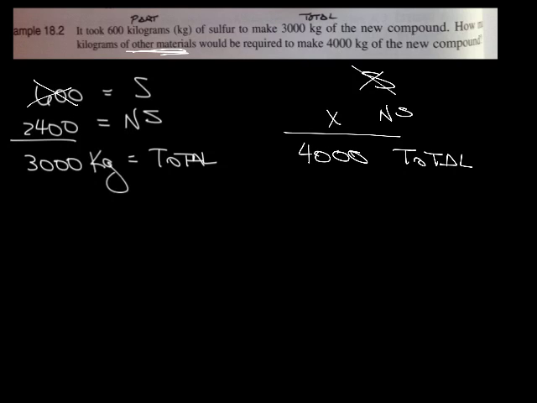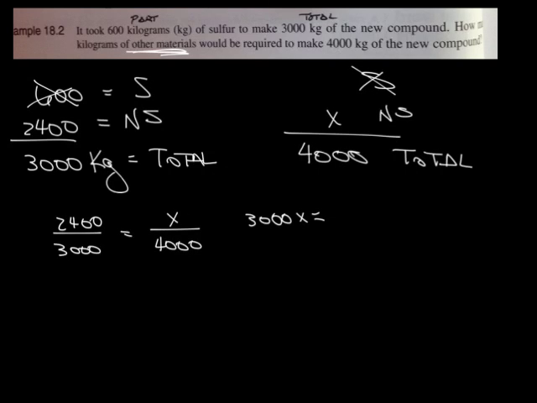So there's my proportion. 2,400 over 3,000 equals, if I change that 3,000 to 4,000, what would my x need to be in order to do that? So cross multiply. 2,400 times 4,000 equals 9,600,000. Yeah, I just did that in my head. Right.